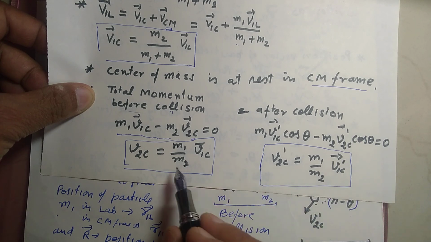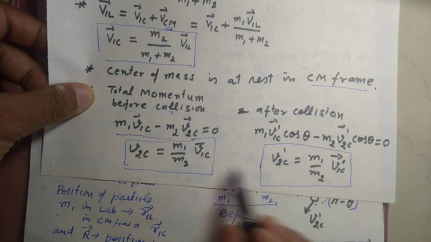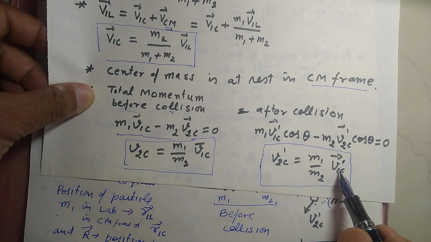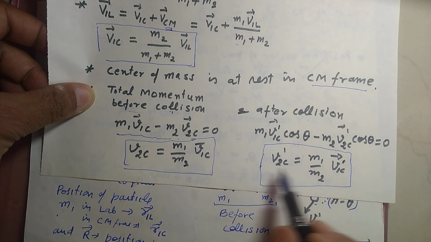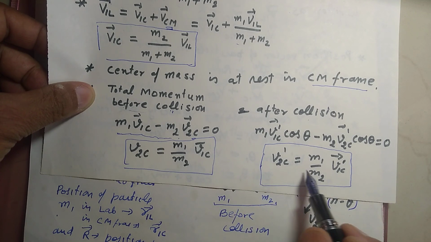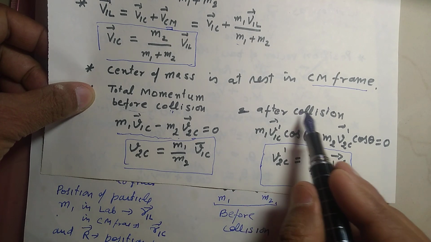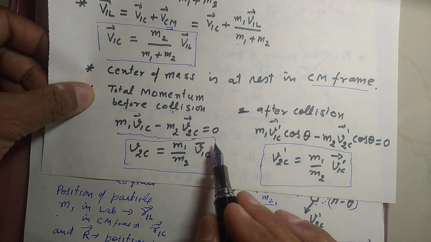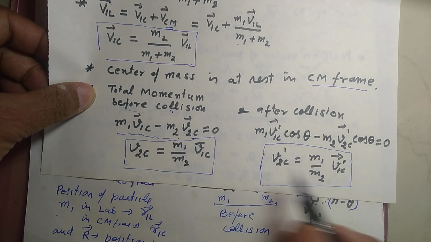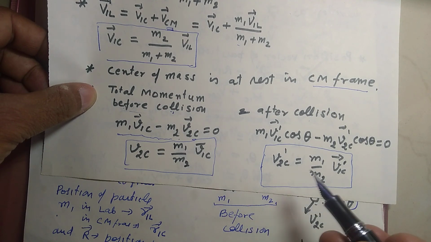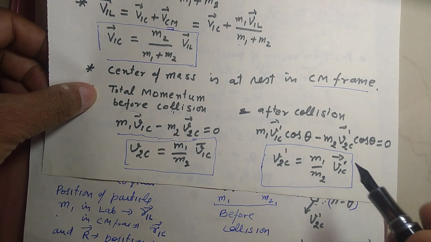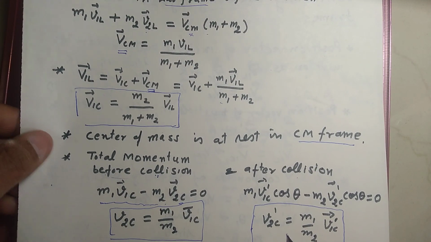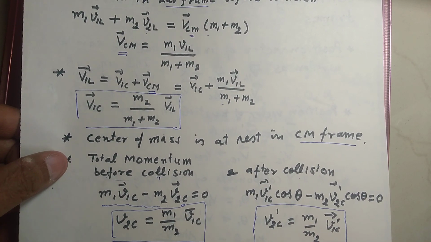Here both come out to be the same. Only difference is here it is v2c and here v2c prime and here v1c prime. So we get this type of expression by considering that the center of mass is at rest in the center of mass frame. So before and after the collision we can separately take the momentum. Total momentum is to be 0. So from here we are able to get these types of expression.